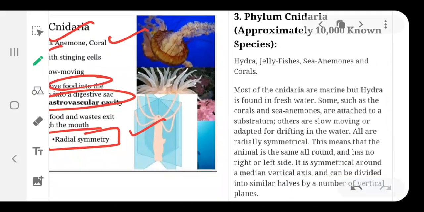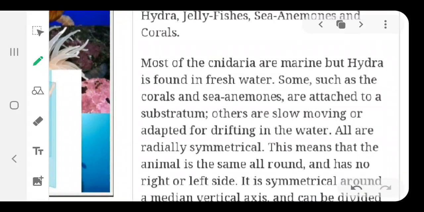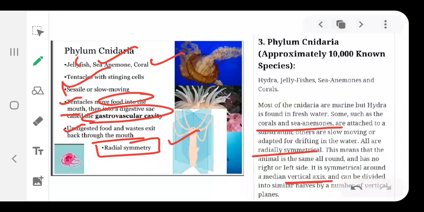In the note on this particular phylum, underline this: most of the cnidarians are marine. That means they are found in the ocean, and some of them are available in fresh water, but basically they are marine creatures, okay? Examples are corals and sea anemones. You might have heard these names, so please check these names from a book also. I already have told you symmetry is radial, and you can see it is symmetrical around a vertical axis. That is the definition for radial symmetry. So underline all these features for phylum number 2 called cnidaria, okay?